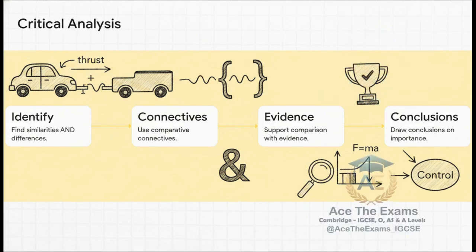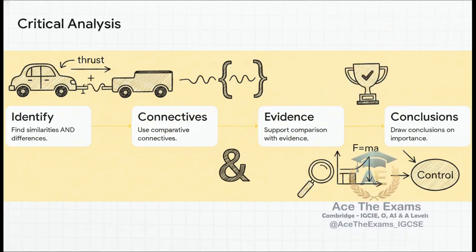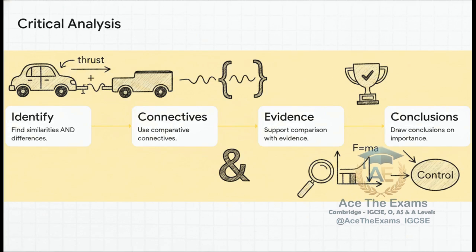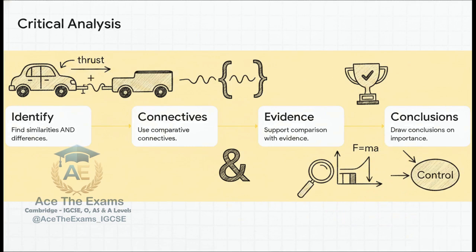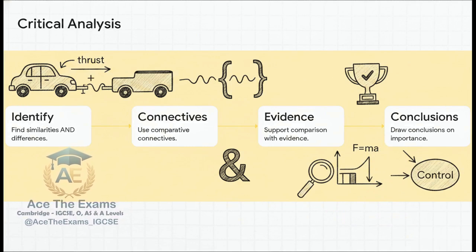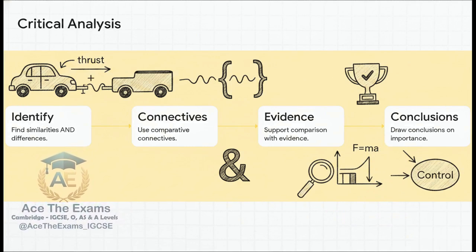Step 1, you must identify the similarities. Both of them transfer a pulling forward force, and you must identify the differences. A rigid tow bar can provide a backward thrust when the car is braking, whereas a flexible tow rope will simply go slack and offer no resistance.